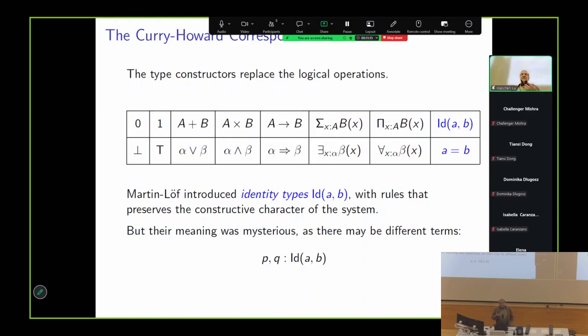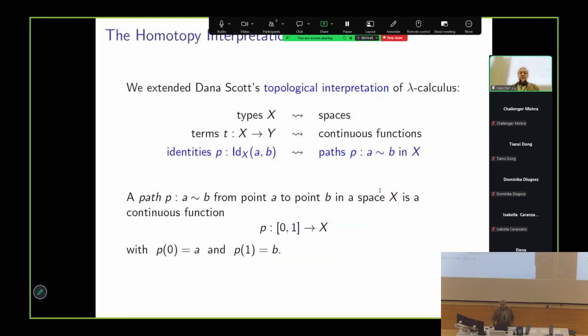What does it mean to have different proofs that A equals B? There's a kind of undetermined, or at least unfamiliar situation going on here, because if we have two different proofs that A implies B, well, then we can interpret them as two different functions from A to B. That's no problem. But what does it mean to have two different proofs that A equals B? And that was a kind of mysterious character in the system, and the solution is this. So it took a while to come up with this idea.